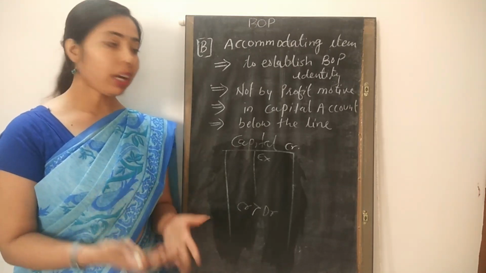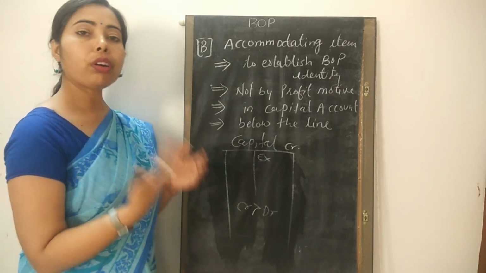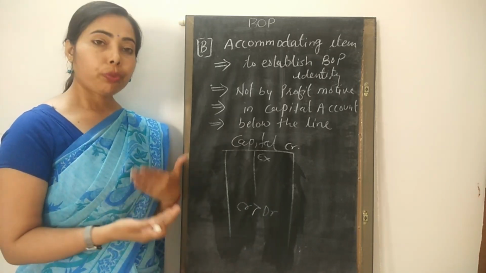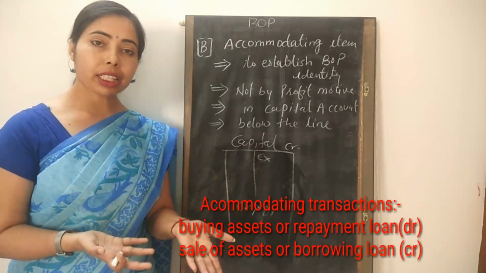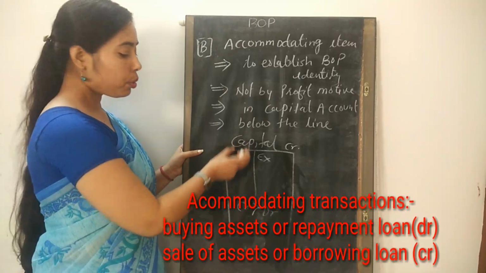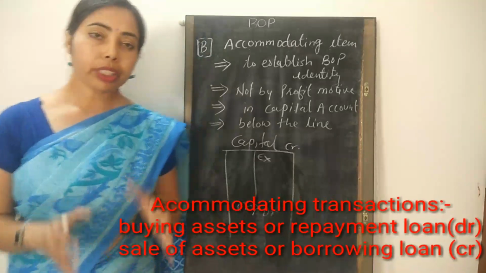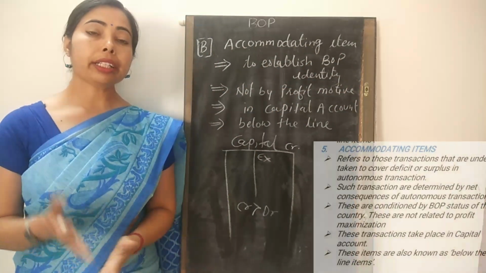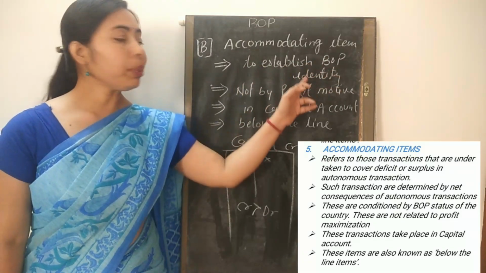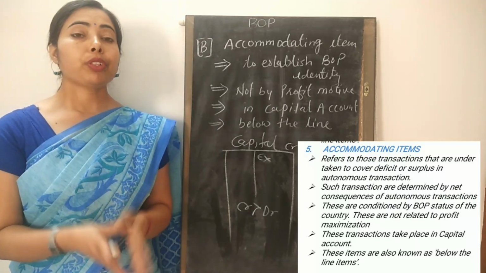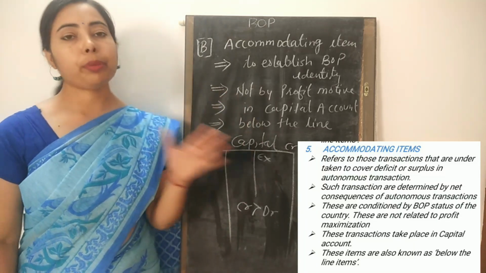To make it balanced, what do we have to do? We have to do a transaction on the debit side. It means we will have to increase the outflow of foreign currency, not the inflow. For the outflow, either we repay loans or we purchase an asset, and then the transaction will be done. So this side's transaction will be recorded and both sides will be equal. So you understood what an accommodating item is. Accommodating items are those items which are identified with BOP status, which are done only to maintain the BOP status. These are not for profit motive.